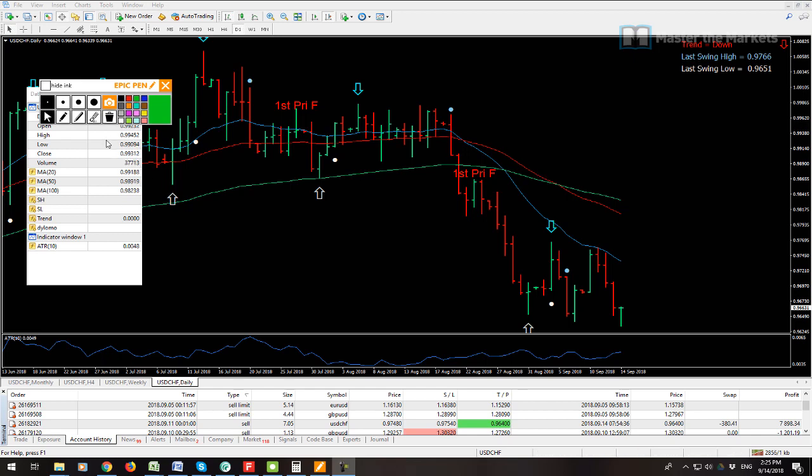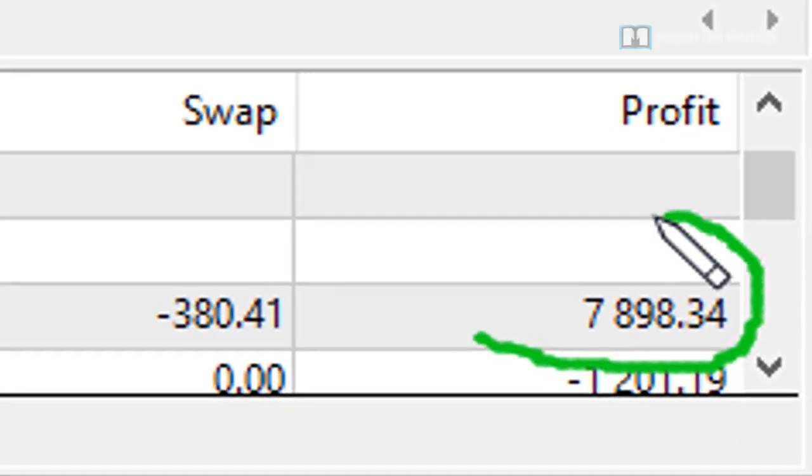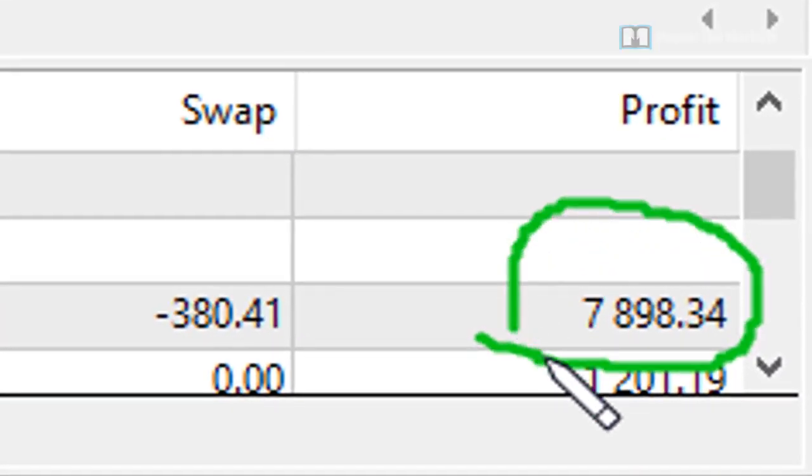So here we are on the dollar Swiss chart. I just want to flag up to you the big chunky profit that we got this week. It's close to £8,000, okay, is what we got. We did also take a small loss here on cable, just a little bit less than £1,000.